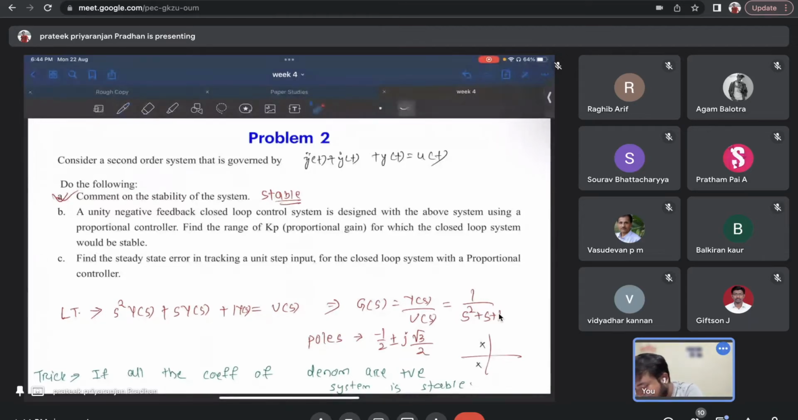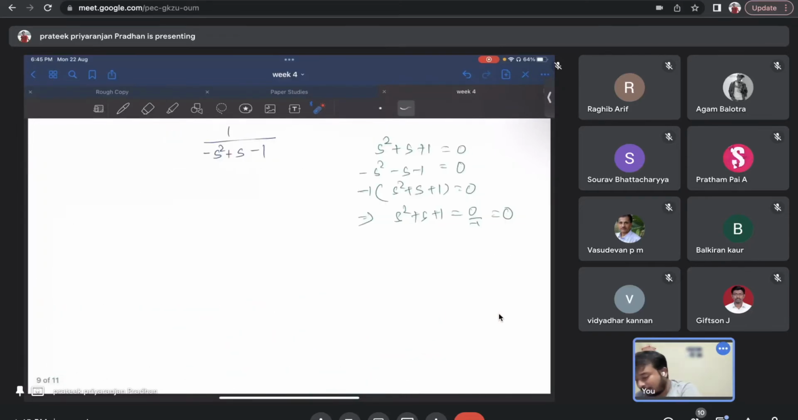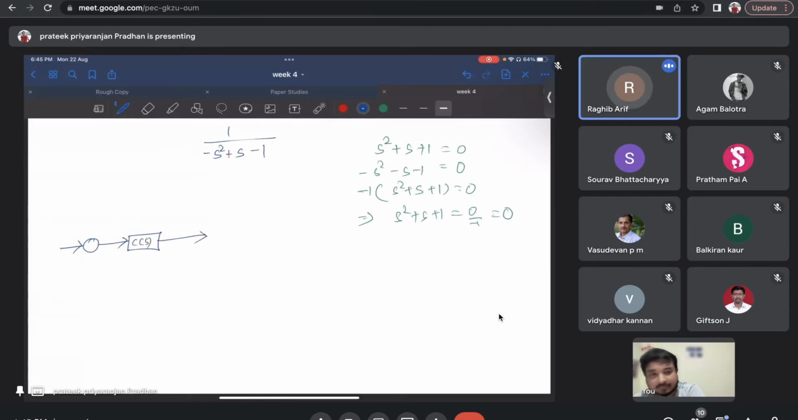The second question says, a unity negative feedback closed loop control system is designed with the above system using a proportional control. So before going to the question, I'll explain a little bit, give some hints about the controller. I don't know whether you have attended the last online session or not. There, I had explained a little bit.